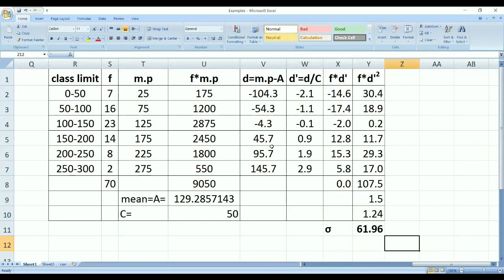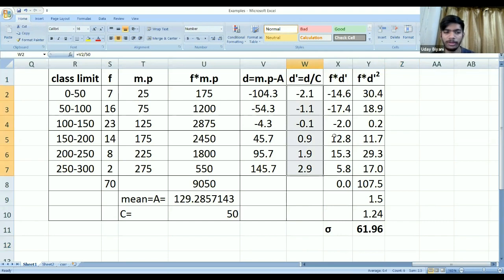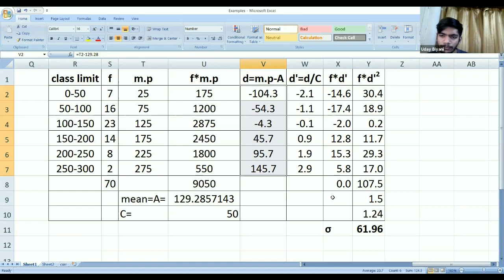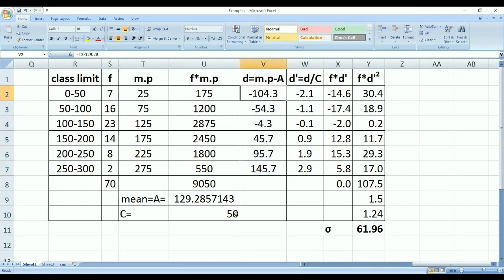So have you calculated this? Yes, ma'am. Till this C equal to 50 is done, but the last column and the last 3 rows. For the last 3 rows, you just calculate middle point minus mean. So you will get this answer. Just do it quickly. And in the next row, there's this d divided by the 50.